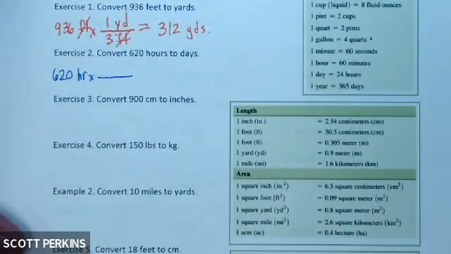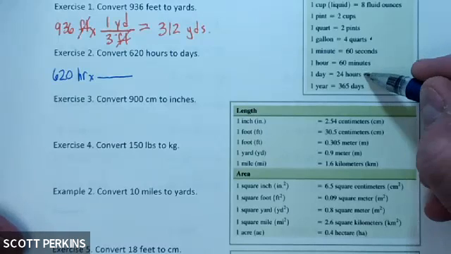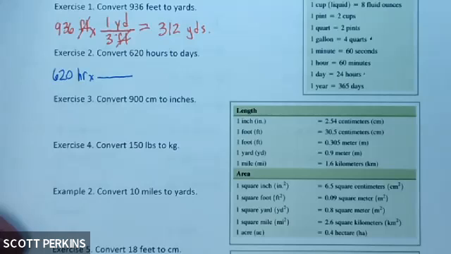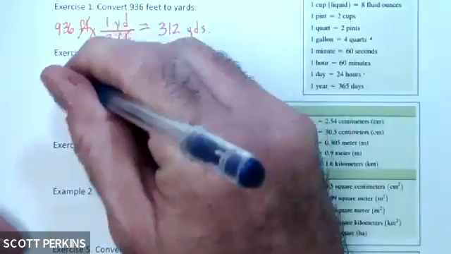Okay, so we start off with the 620 hours, and the relationship between hours and days, I'm sure we all know, is 24 hours is in 1 day, but in case you didn't, it's right here on the chart. And so where am I going to put the 24 hours? In the top of the fraction or the bottom of the fraction? Okay, bottom, so that I can get them to cancel out. So 1 day, so my hours go away.